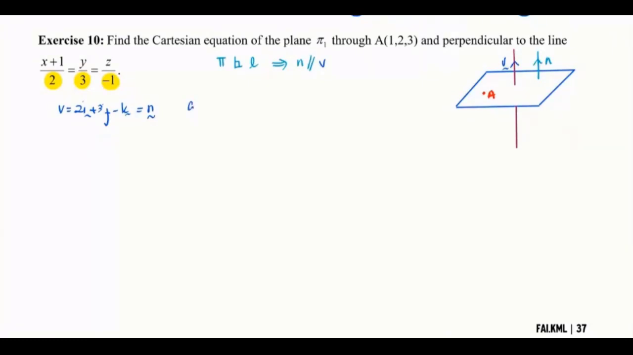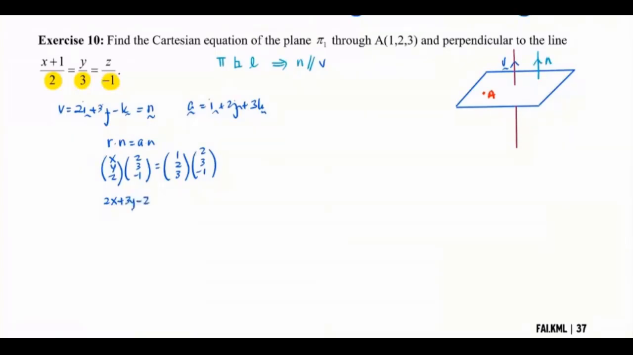So we have A, which is i plus 2j plus 3k. We have to find the Cartesian equation for the plane. So we can have x, y, z, and then n will be 2, 3, negative 1, and then A will be 1, 2, 3. So directly we have 2x plus 3y minus z, and on the right hand side we have 5. So this one is your Cartesian equation.